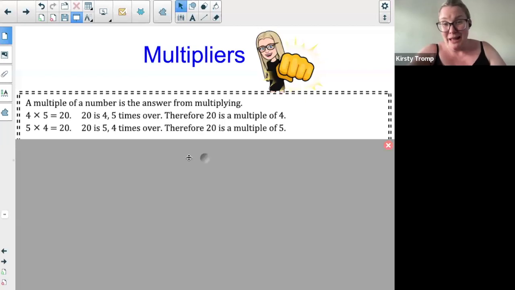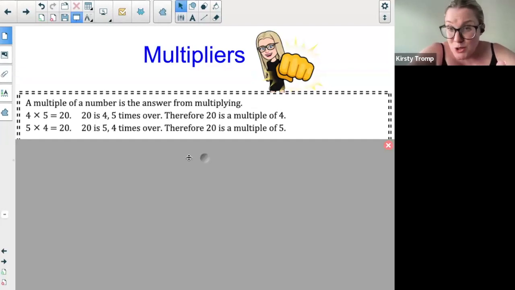If we're looking at that in maths terms instead of just numbers, then when we say 4 times 5, 4 times 5 gives you 20. So 20 is 4, 5 times over. In other words, you took the number 4 and you multiplied it 5 times. That means that therefore 20 is a multiple of 4. 4 goes into 20, so 20 is a multiple of 4.